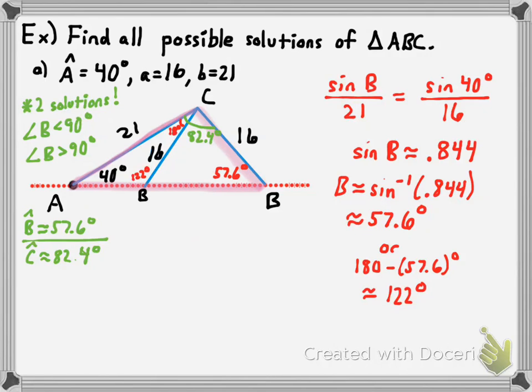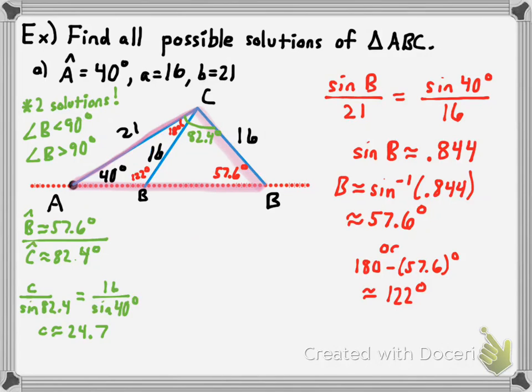These are the angle symbols there. And then we would have to make a proportion in order to find the value of side C. We would say that C over the sine of 82.4 is equal to, and let's use the side A and angle A here, 16 over the sine of 40 degrees. And you'd find that C is approximately 24.7. Okay, so that's solution number one, we'll call it.